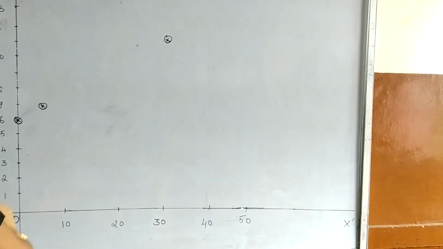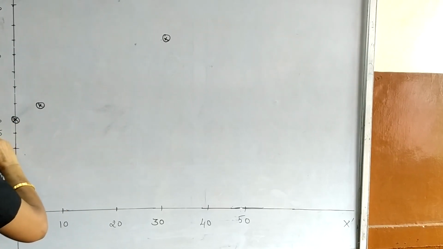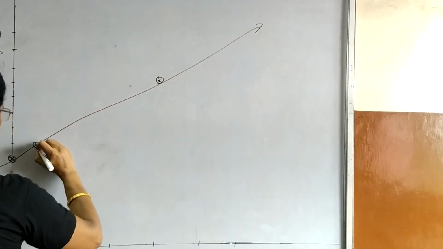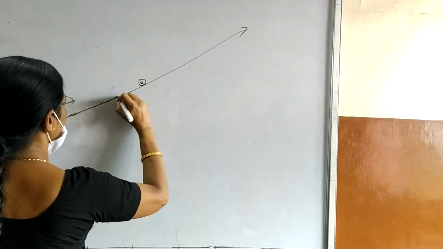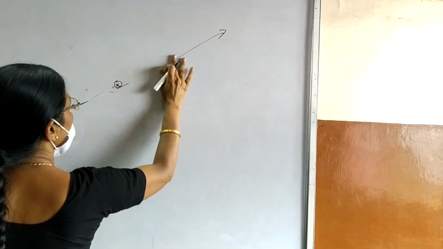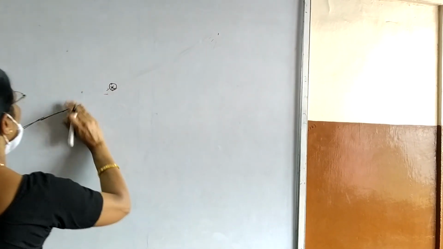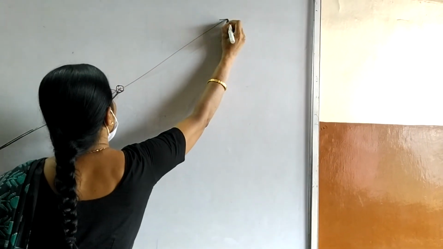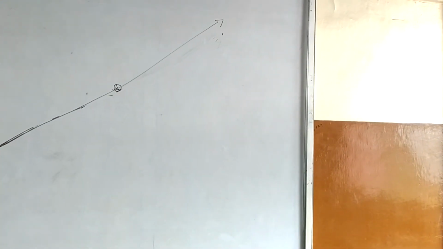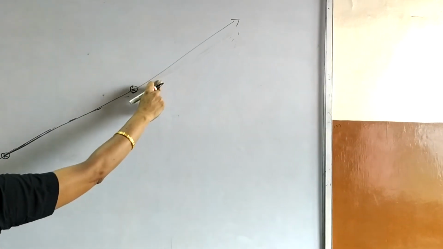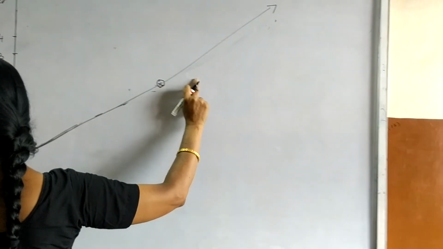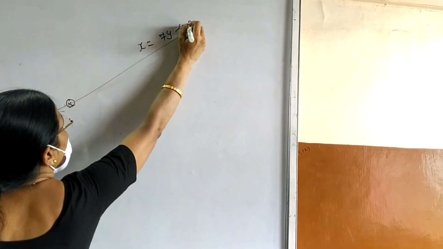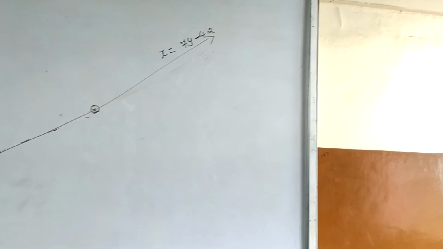Now using a ruler, draw a straight line, a complete straight line, not like the line I have drawn. You know the board is very smooth, it is difficult to draw by hand, but still I have tried. This line represents the equation x is equal to 7y minus 40. This is the first equation.